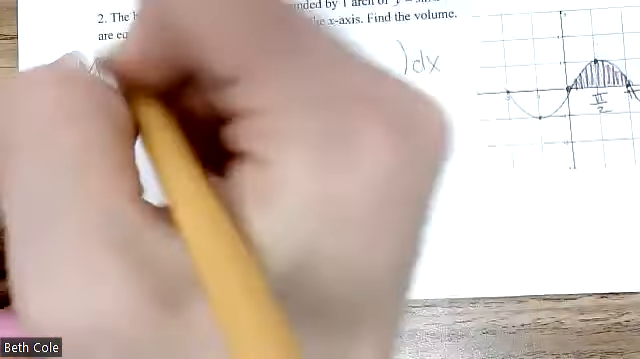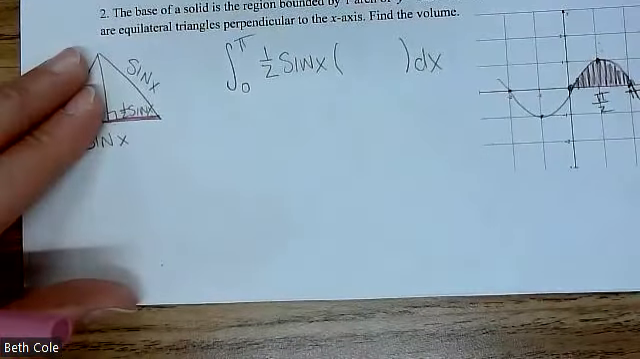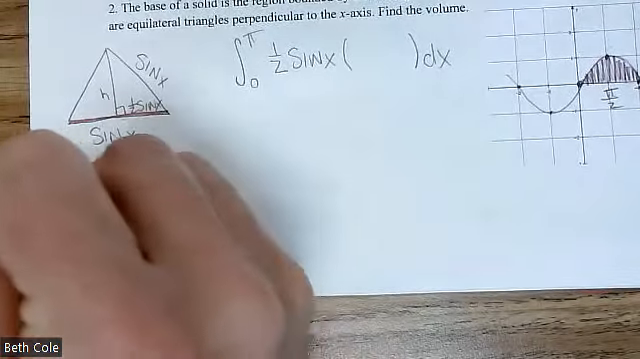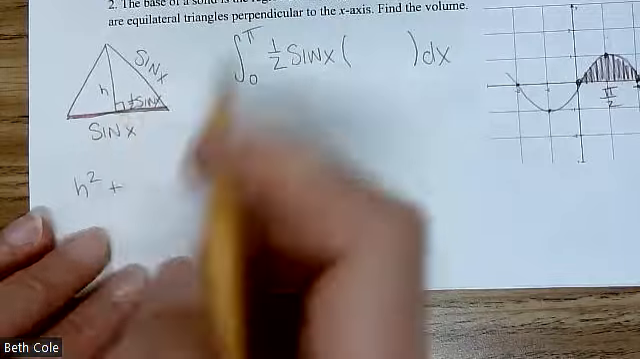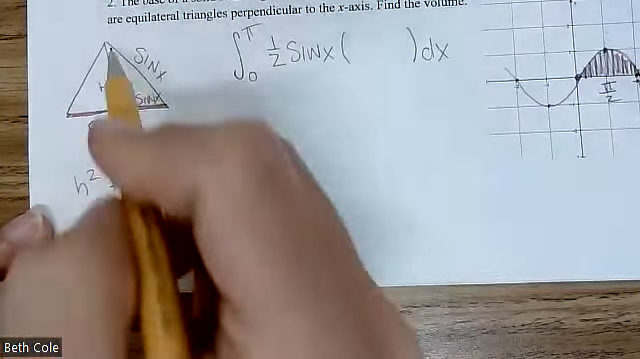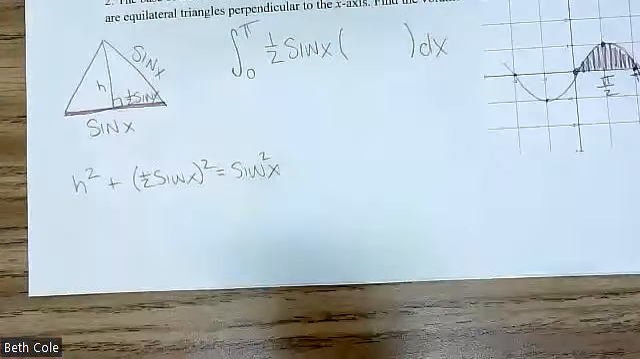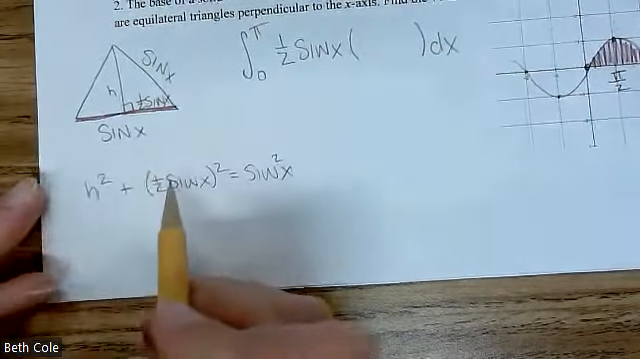1/2 sine. And then I'm gonna call that h for height. So if you do the Pythagorean theorem, it'll be h squared plus 1/2 sine squared equals sine squared. All right, and then you're gonna have to fight your way through it, but it's not gonna be that bad.